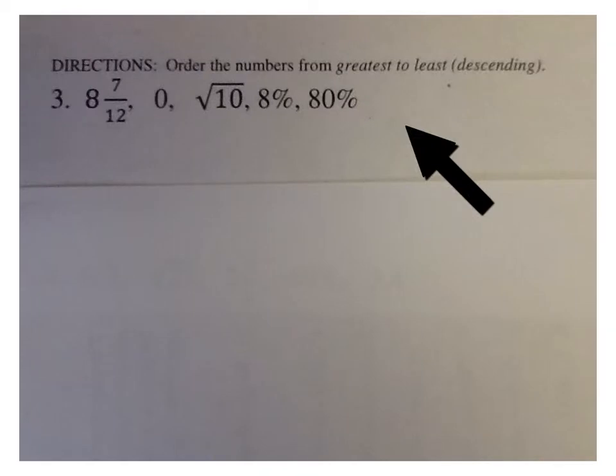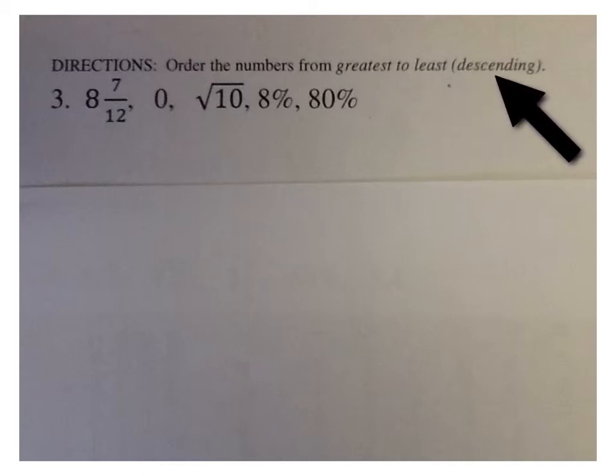Now the directions for 3 and 4 say that we are going to order the numbers from greatest to least, or in descending order. We can still use a number line, but we're actually going to work down the number line for descending rather than up the number line like we do for ascending. So let's go ahead and change our numbers to all the same form. So I'm going to keep my 8 and then put my decimal.